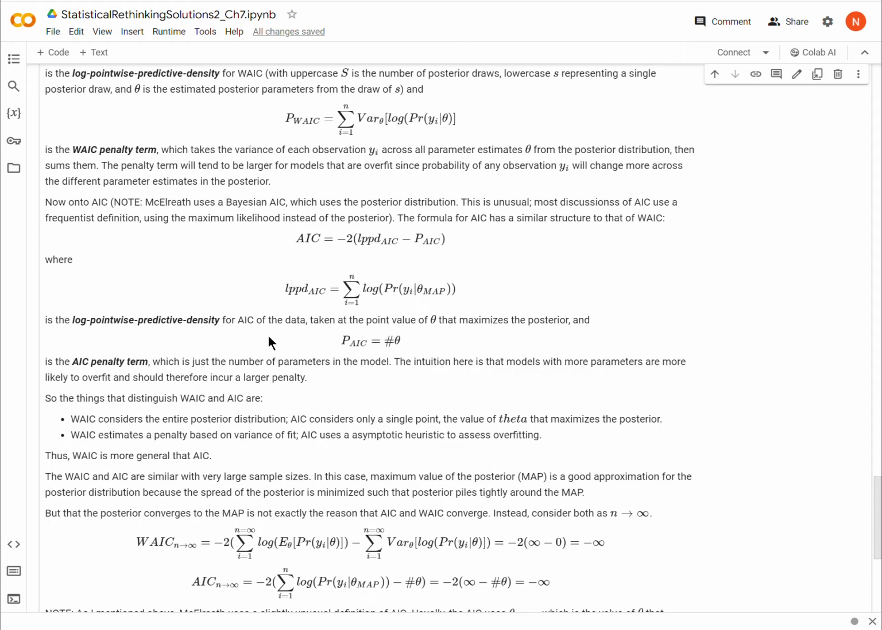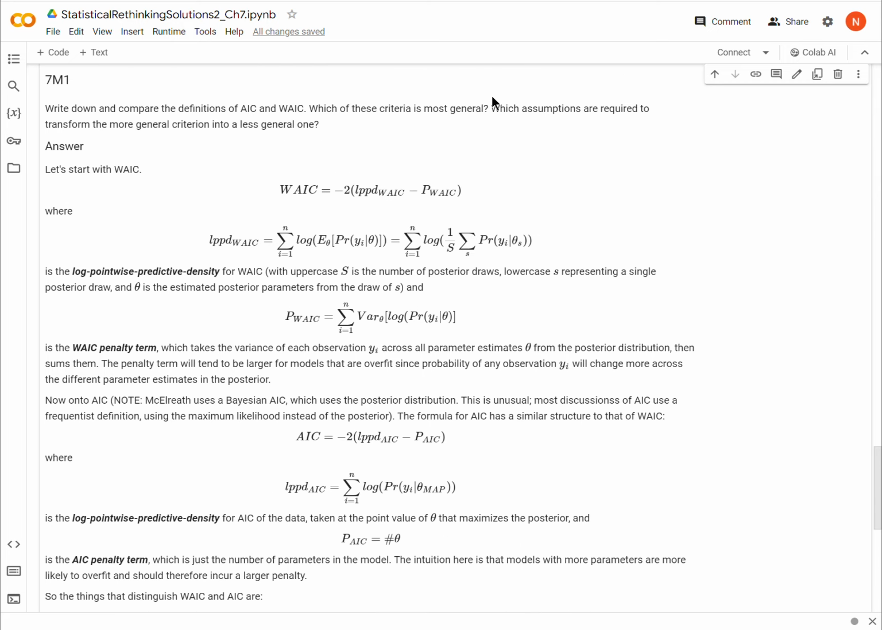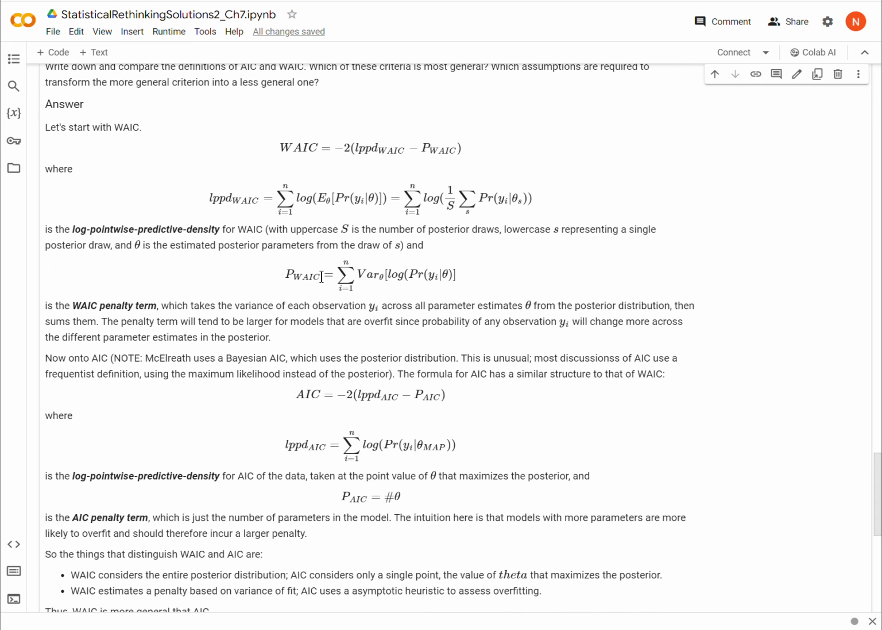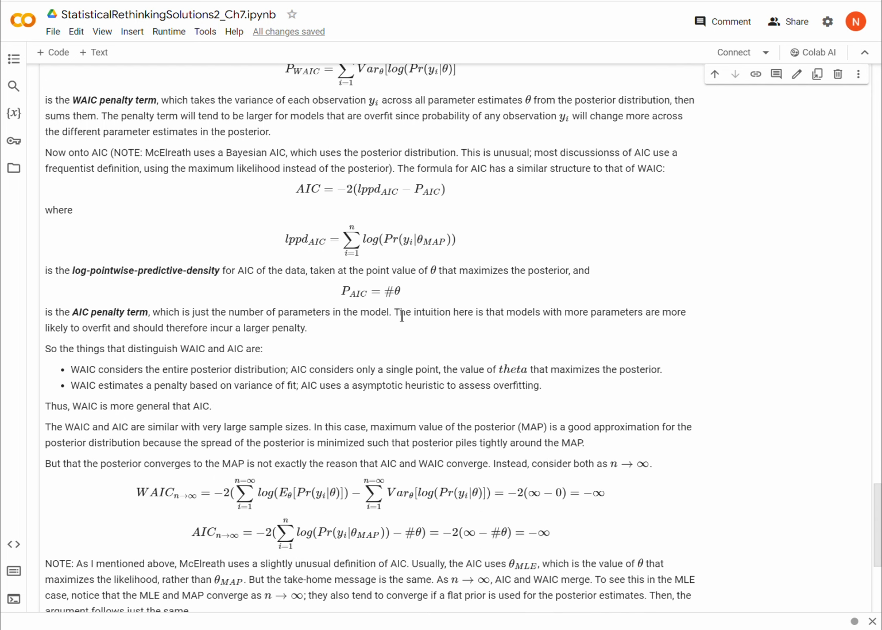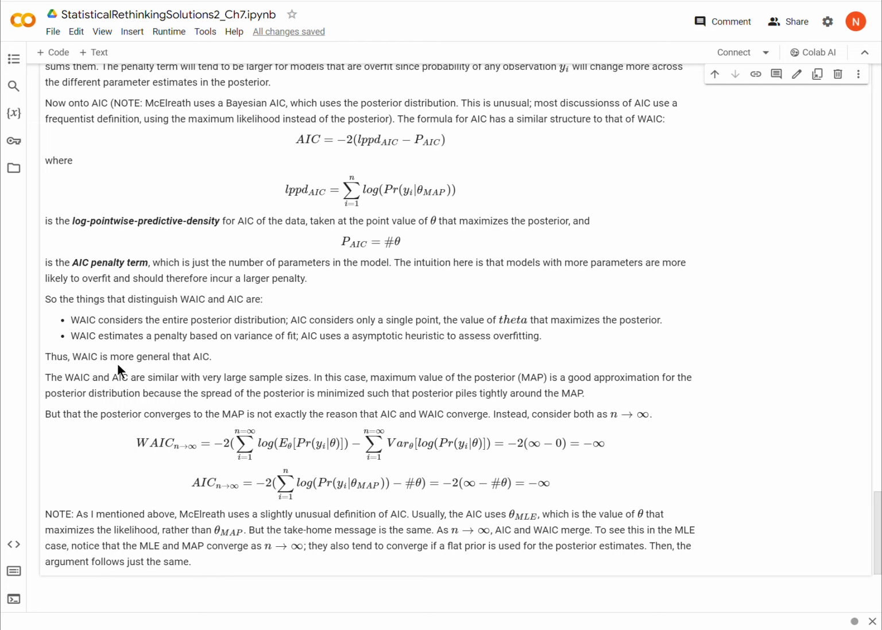All right, but now we want to know under what circumstances are WAIC and AIC very similar to one another. I am not sure, and so if somebody has a better answer, then do please comment. But this is what my answer is. Okay, so I think that the thing that we need to have is for the sample sizes to be very large. When we have very large sample sizes, WAIC and AIC converge.